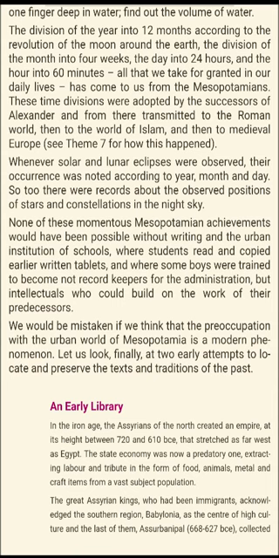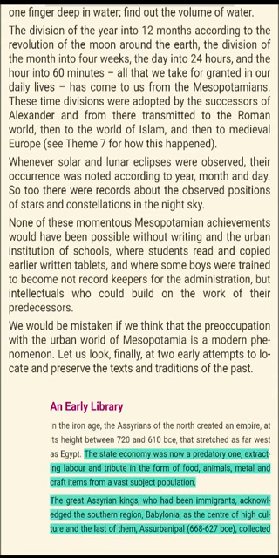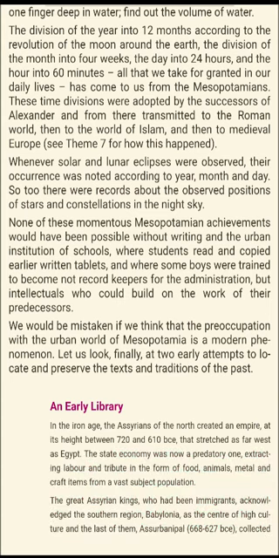An early library. In the Iron Age, the Assyrians of the North created an empire, at its height between 720 and 610 BCE, that stretched as far west as Egypt. The state economy was now a predatory one, extracting labor and tribute in the form of food, animals, metal and craft items from a vast subject population.